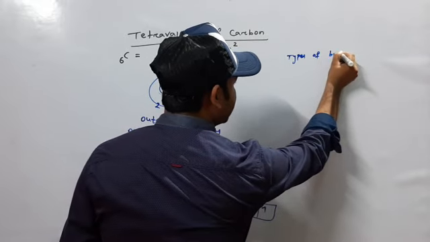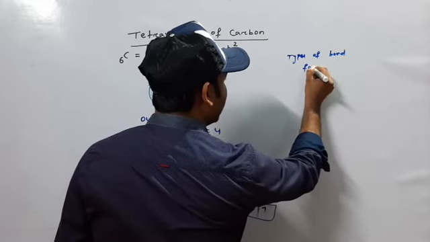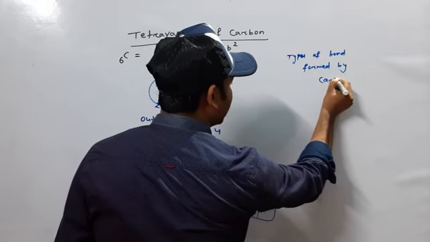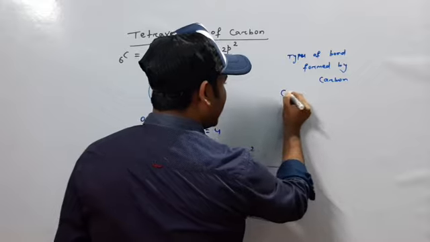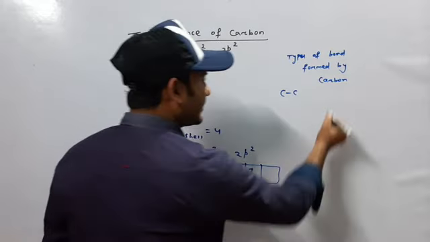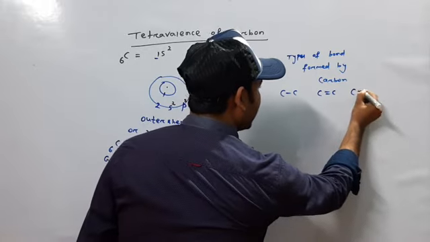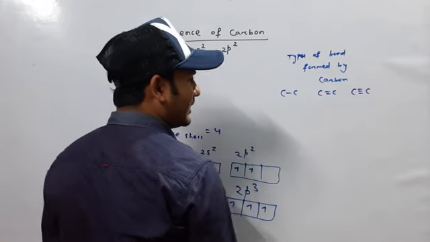Types of bond formed by carbon. Carbon can form single bond, can also form double bond, can also form triple bond.